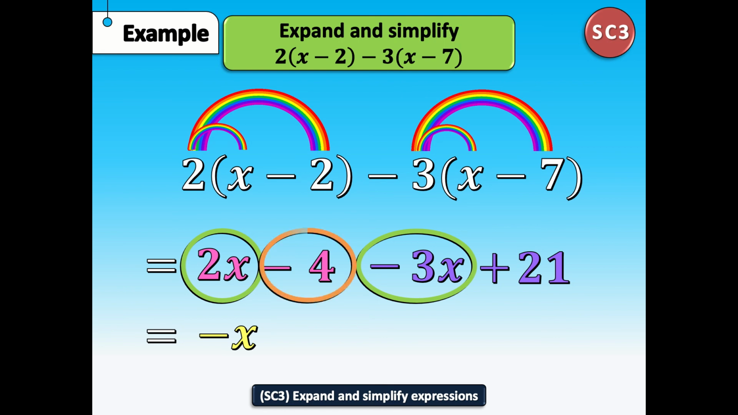Then minus 4 plus 21. So think about your number line when you do this. Minus 4 plus 21 is going to be positive 17. You start on minus 4 and you go up the number line 21 places. So our answer is minus x plus 17.